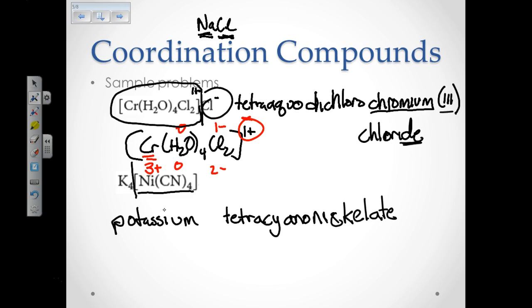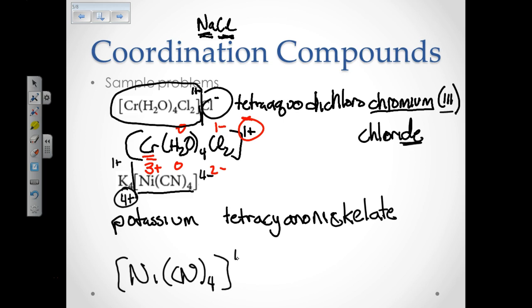But just like here, we need the charge of the transition metal. Well, in order to do that, what's the charge on potassium? Potassium is 1 plus. How many potassiums are there? There's 4. So this is a total of 4 plus. So that means that this complex ion has to have a charge of 4 minus. So this is [Ni(CN)4], and we put the brackets there to indicate that it is a complex ion. And then this is 4 minus.